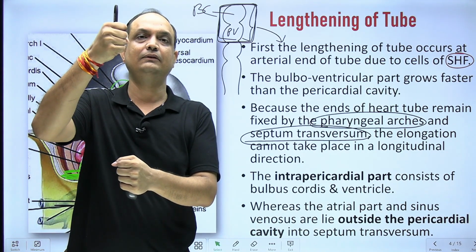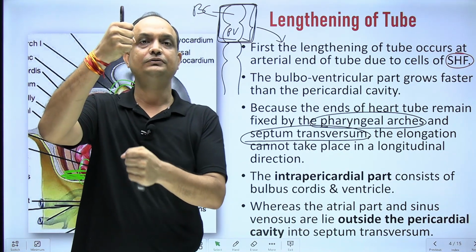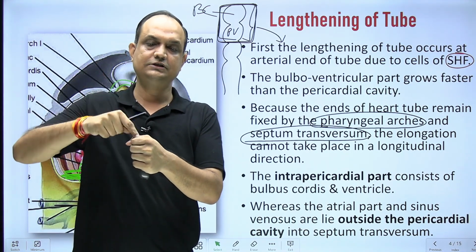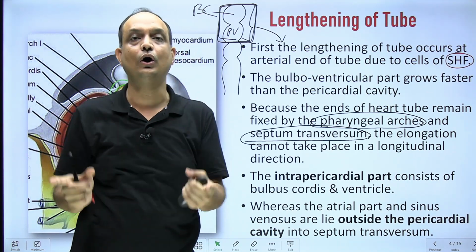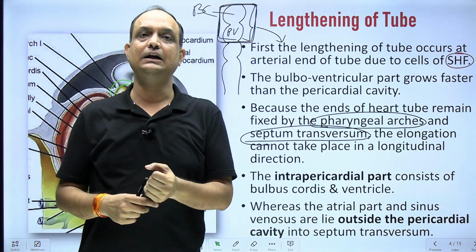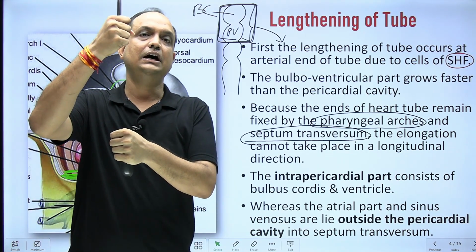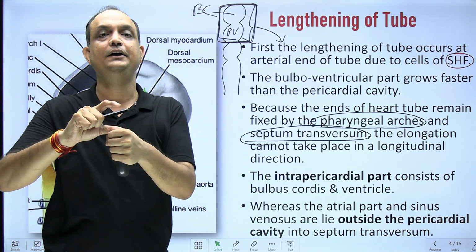The upper end is fixed by the developing pharyngeal arch arteries, and the lower end is fixed by the developing mesenchyme of the septum transversum. In this middle portion you have the two chambers of the heart, not all four dilatations. Initially you have only two dilated areas of the heart tube. One is known as the bulbus cordis, and below that you have the primitive ventricle.